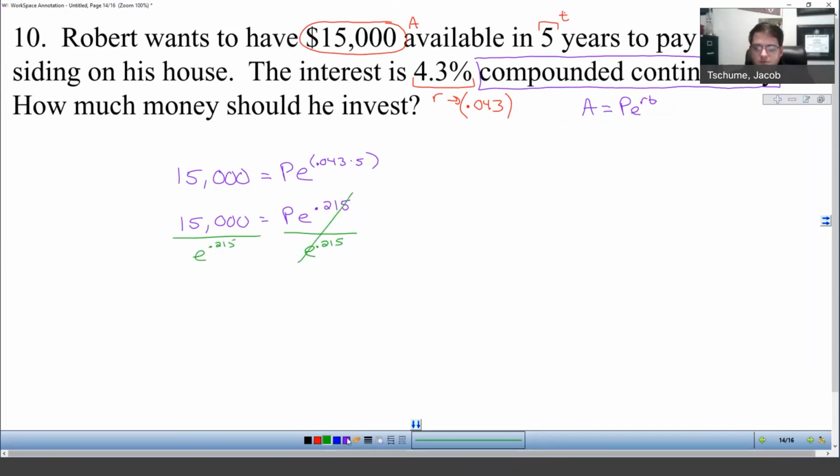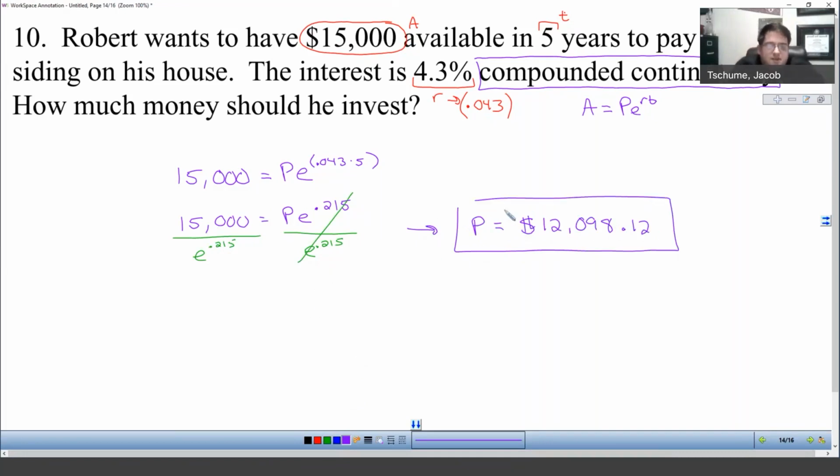That would cancel those. And then when we divide this in our calculator, if I take 15,000 divided by e raised to the 0.215, and we round to the nearest cent here, this says that our principal value has to be $12,098.12. So that tells us how much money Robert needs to invest at the beginning so that in 5 years he will have $15,000 available to pay for the new siding.